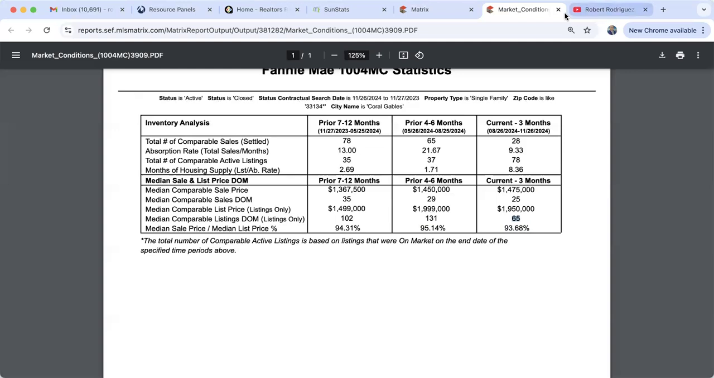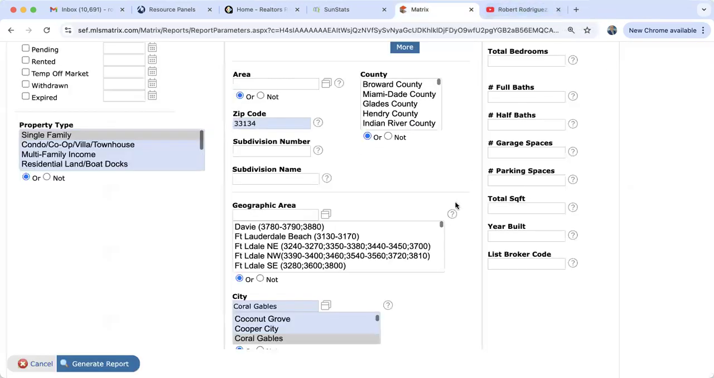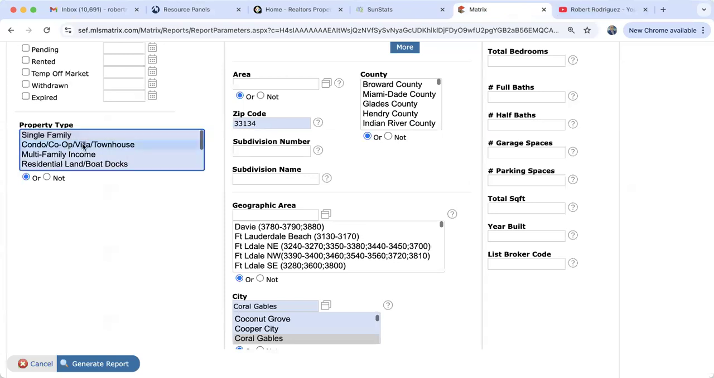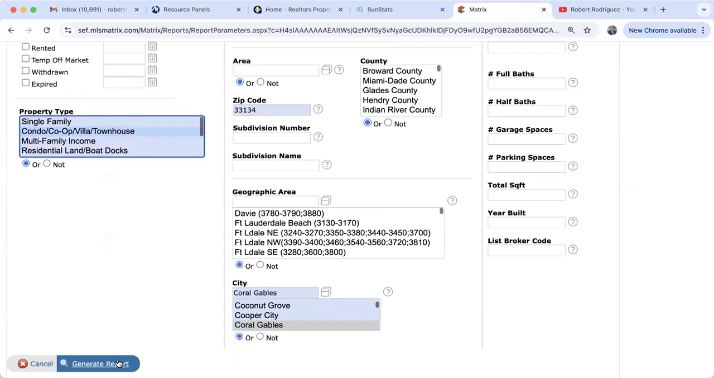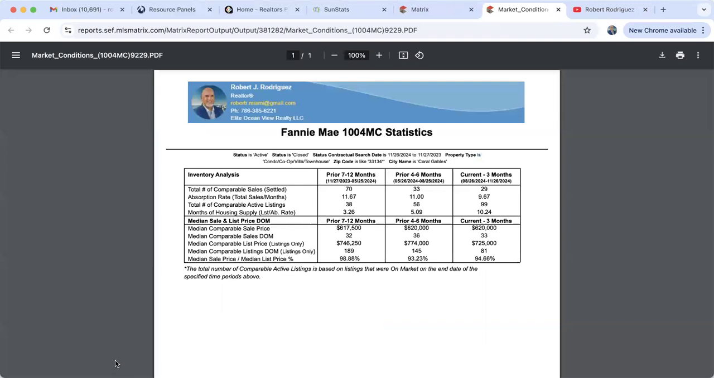I'm going to go ahead and close it, and we're going to run one for condos. All right, so we're going to switch it over here to condo. And we're going to stay in the Coral Gables area. And let's see what condos are doing in Coral Gables, zip code 33134. All right, so pretty much the same numbers.